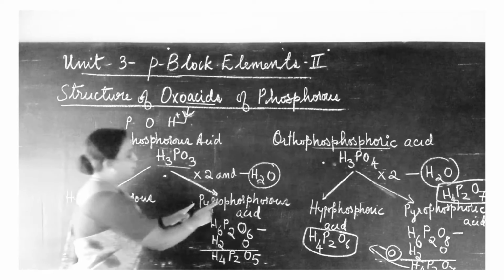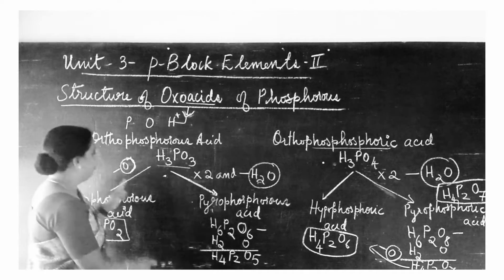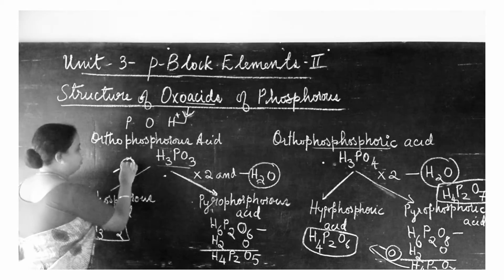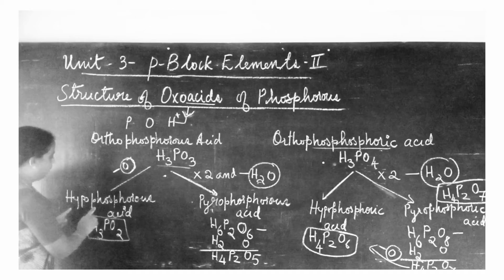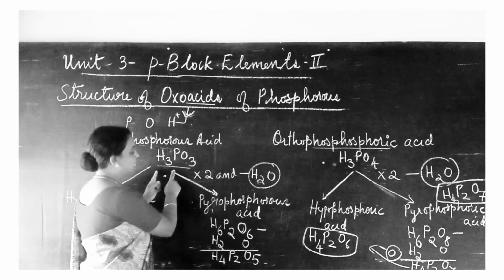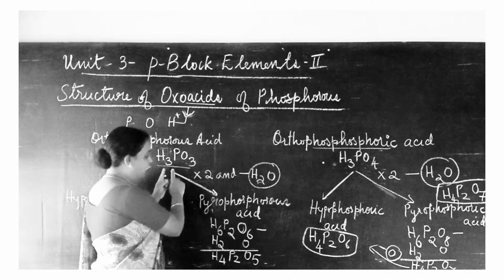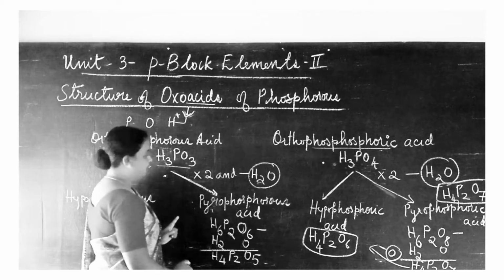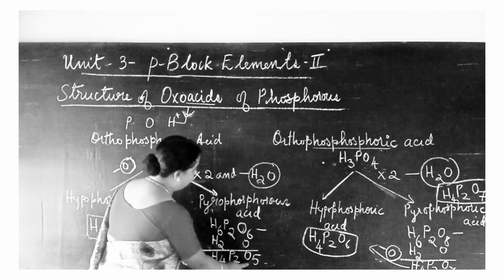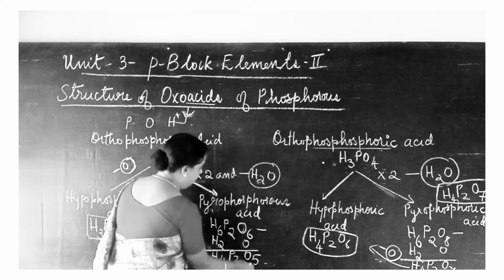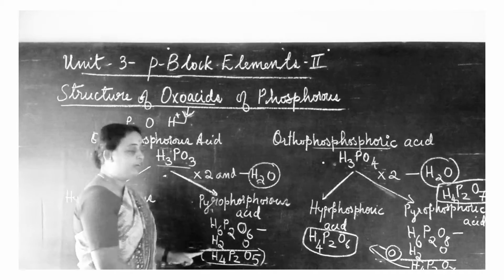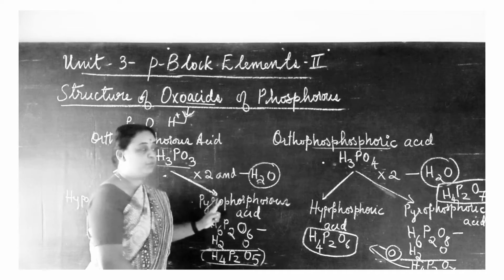hypophosphorous acid and pyrophosphorous acid. From orthophosphorous acid you just subtract an oxygen atom, so you get hypophosphorous acid, that is H3PO2. From orthophosphorous acid you multiply by 2, so you get H6P2O6, and from that you remove a water molecule, so you get H4P2O5. So that is the formula for pyrophosphorous acid. Okay, H4P2O5 is the formula for pyrophosphorous acid.